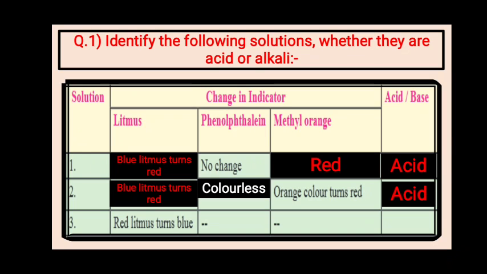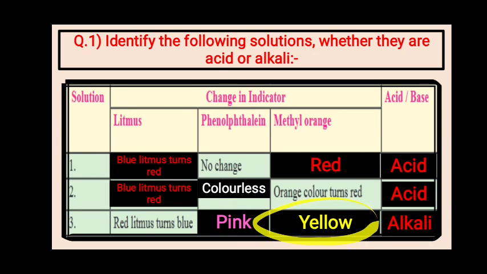Now third one, they have given red litmus paper turns blue. Now red litmus paper turns blue, that means it is an alkali, or you can say base. So if it is an alkali, the phenolphthalein color will change to pink and methyl orange will turn to yellow. So I hope you have understood this table. Take down the answers correctly. We move to the next one.